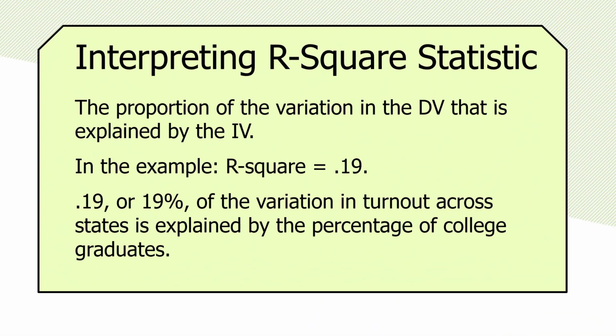For the example of the college education and turnout, the R squared for this relationship is 0.19, and may be interpreted like this. 0.19, or 19%, of the variation in turnout across states, all the variation in turnout across states, is explained by the percentage of college graduates. The rest, 81% of the variation in turnout across states, must be explained by other variables because, as we know, there are a lot of other variables out there that might also account for turnout.